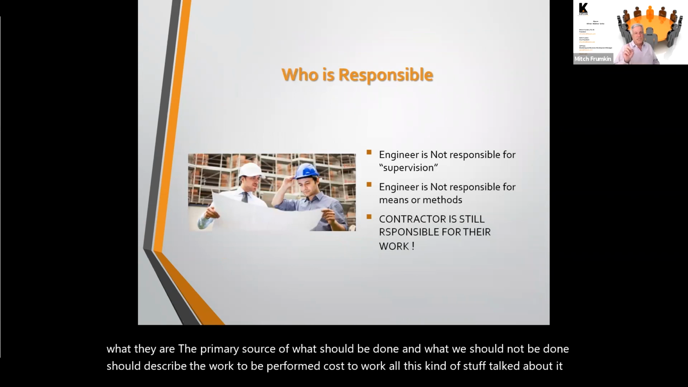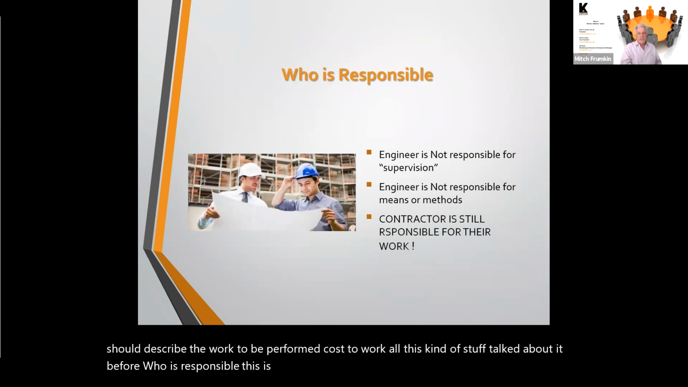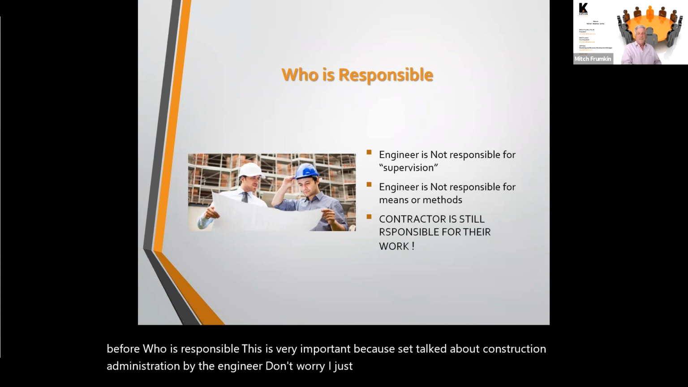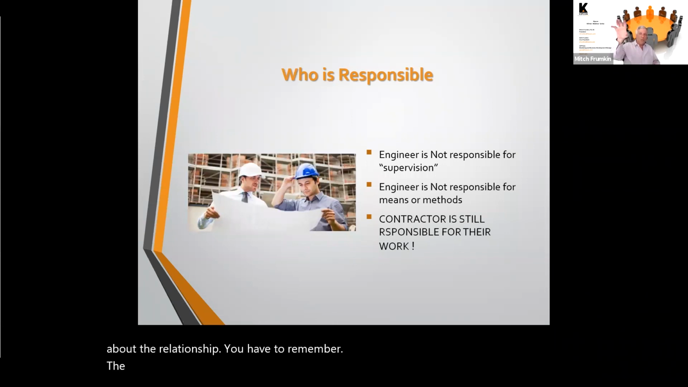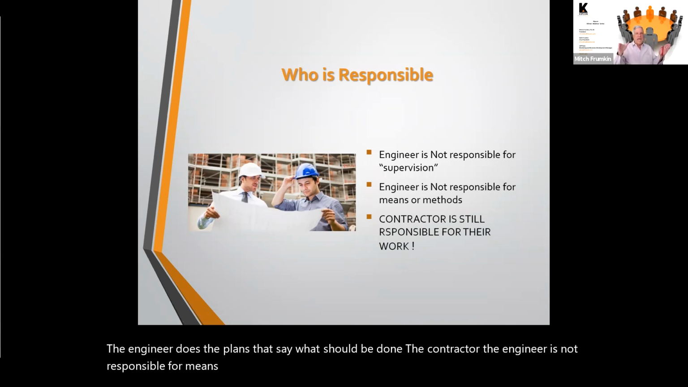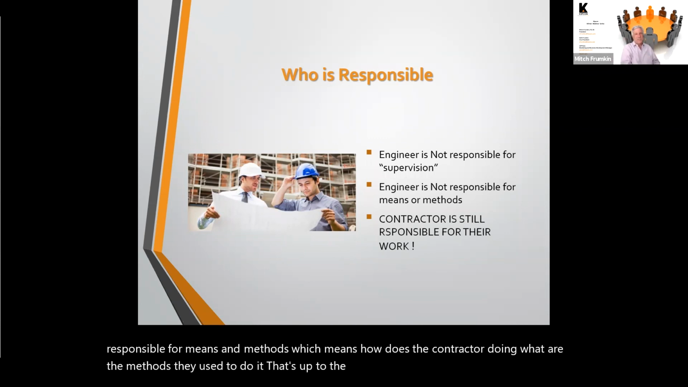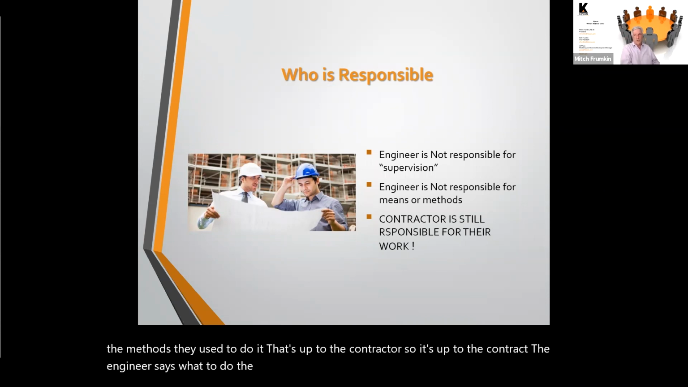Who is responsible? This is very important because Seth talked about construction administration by the engineer. Don't worry, I just have 2 slides left, I think. Seth talked about the relationship. You have to remember, the engineer does the plans that say what should be done. The engineer is not responsible for means and methods, which means how does the contractor do it? What are the methods they use to do it? That's up to the contractor. The engineer says what to do. The contractor comes up with how they do it, means and methods.